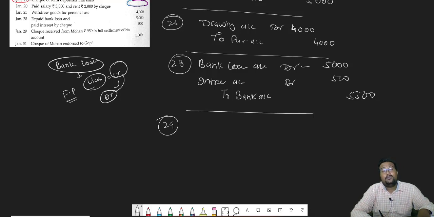January 29. Check received from Mohan, 950, in full settlement of his account of 1,000. So you have to receive 1,000, but how much did you receive? Only 950, from Mohan. You can see that Mohan's check is not deposited on the same date. How can we say this? Because on the next day, January 31, Mohan's check is endorsed to Gopi. So instead of bank, we will write down what? Check in hand account.